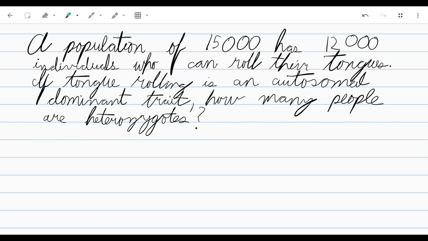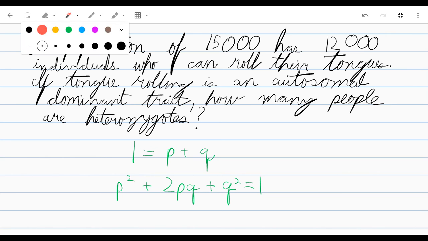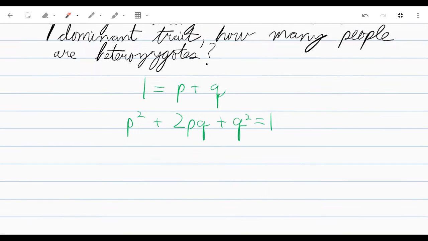If we assume that this is in Hardy-Weinberg equilibrium, which we can, we know a couple of things right off the bat. We know that P plus Q is equal to 1. We know that P squared plus 2PQ plus Q squared is also equal to 1. Now, between these two formulas, we're given information on the second formula.